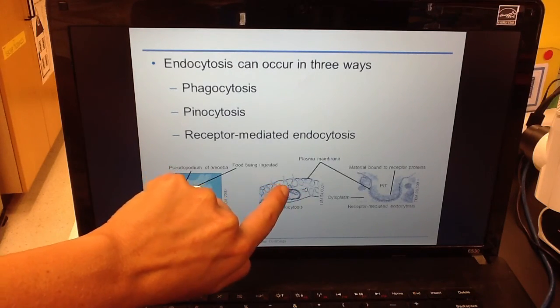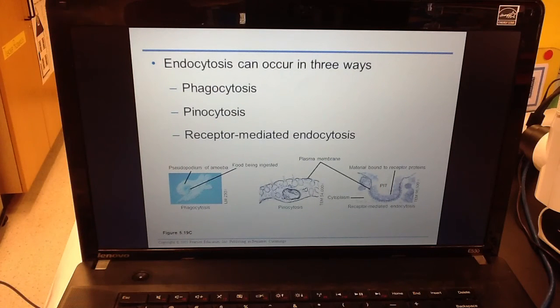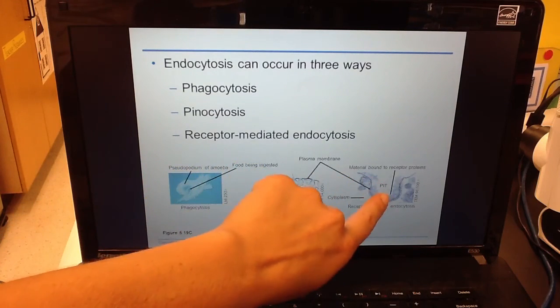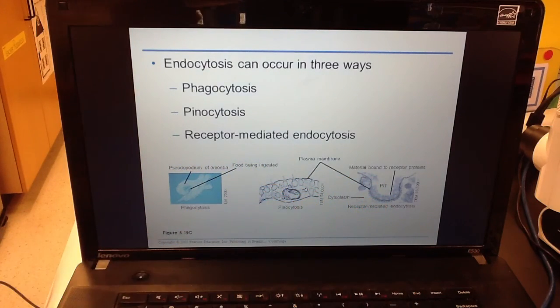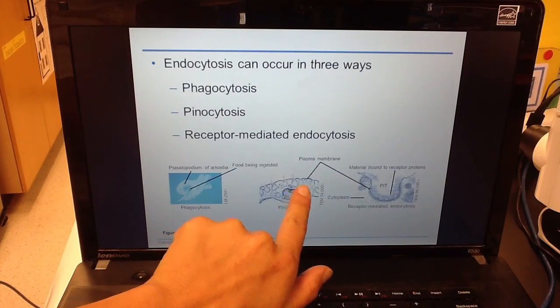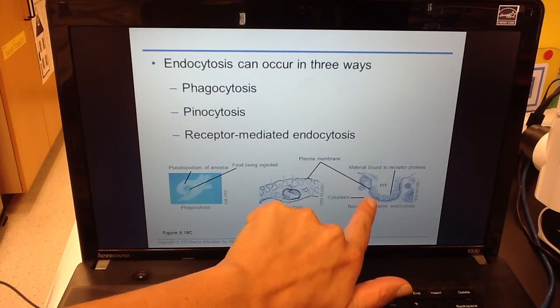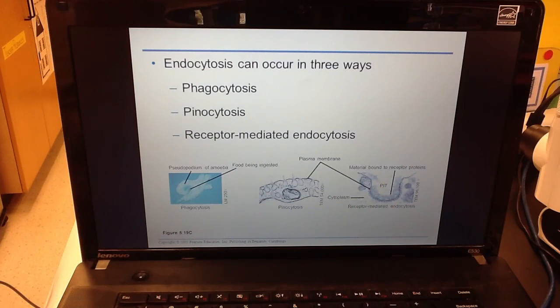Whereas with pinocytosis, you can see this infolding, these little bubbles right here. This infolding is where we are creating a pocket, taking some of our own cell membrane to encapsulate some liquid molecules and then bring them into the cell as a vesicle. The third type is receptor mediated. It's the exact same process as endocytosis or pinocytosis. However, we're requiring a receptor protein to be on the cell membrane to trigger this process.